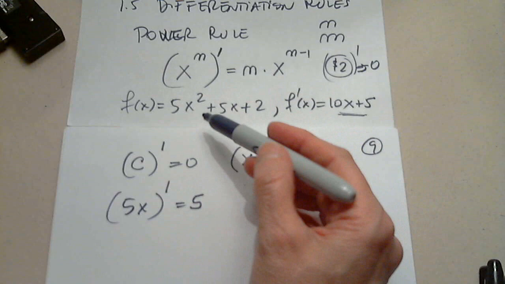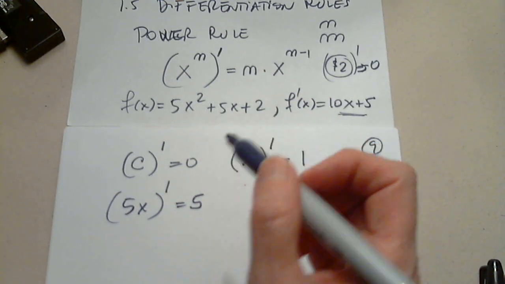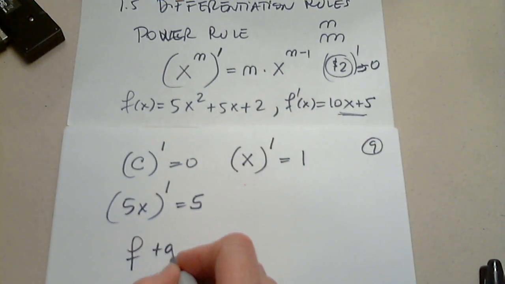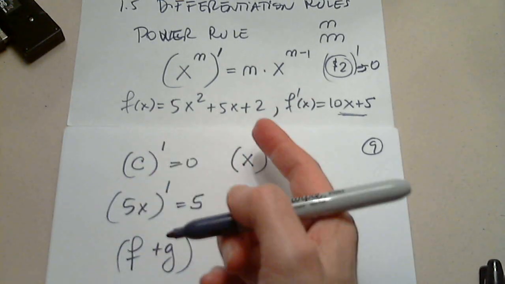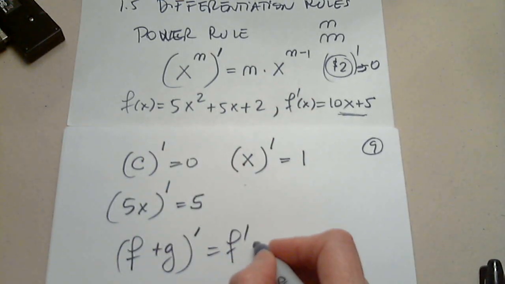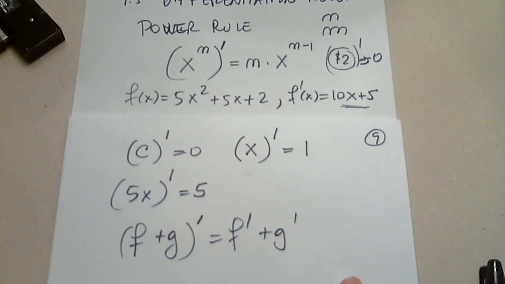Now, I already used the rule without telling you. So if we have a function plus another function like we had here, and we differentiate, all we get is f prime of x plus g prime of x. And of course, if I have a difference, same thing, same formula.